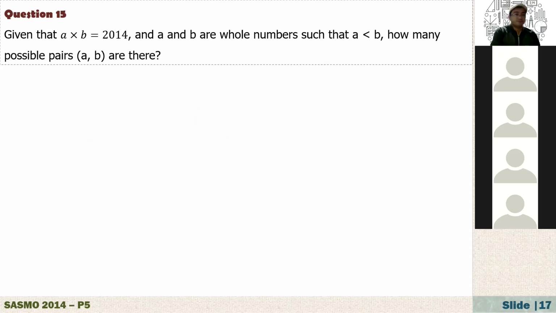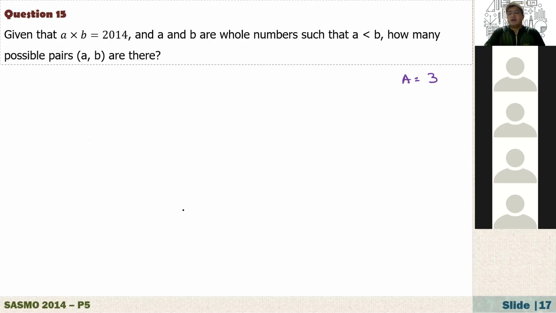Okay, let's move. Given that A times B is equal to 2014 and A and B are whole numbers such that A is less than B, how many possible pairs A, B are there? Yes, Aiden, what is the answer? My answer is 3 possible pairs. 3. Okay. Any other answer, Nargis, Ismail? No. No.